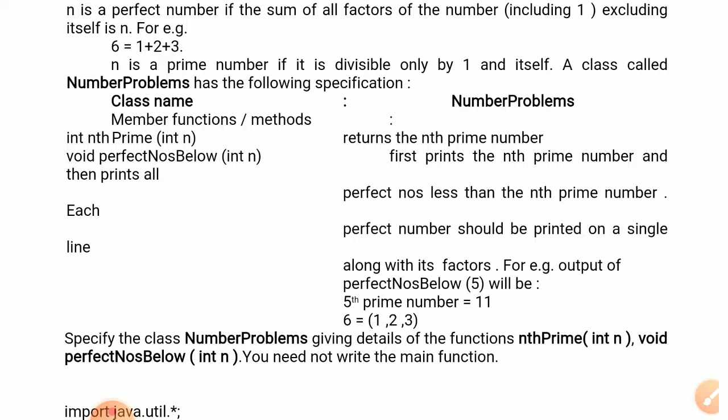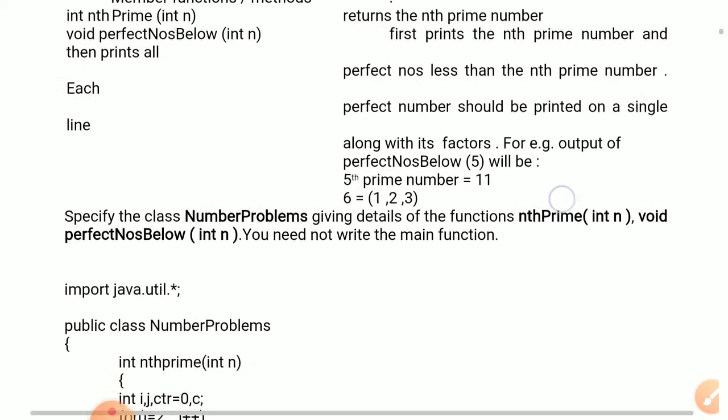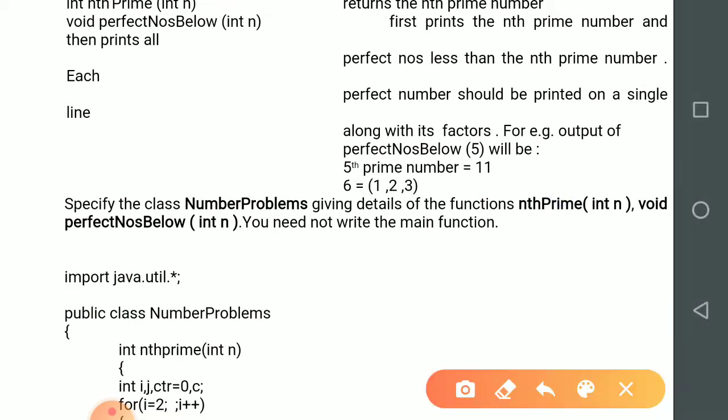Then the next function is void perfect number below n. Here it is saying first print the nth prime number and then print all the perfect numbers below that. It means if you input 5, it will display 11 and then display all the perfect numbers falling between 1 to 11 along with the sum of factors and the factors of it. For example, here it is given also. You can see the fifth prime number is 11 and 6 is the single perfect number found, which is displayed with its factors.